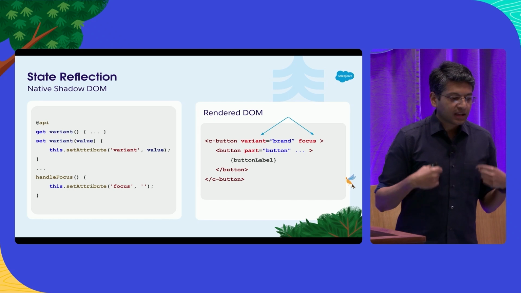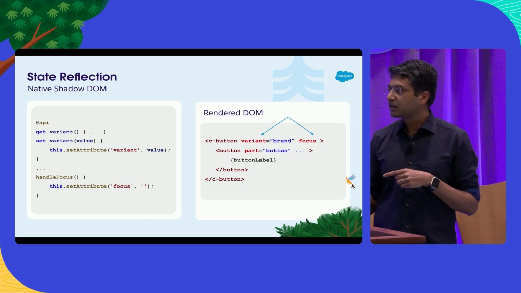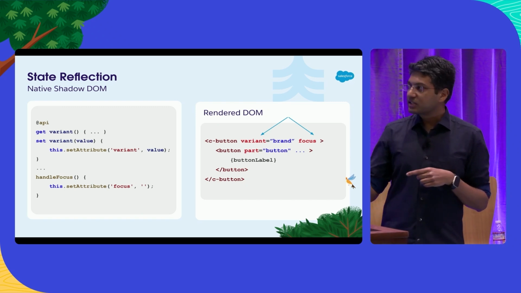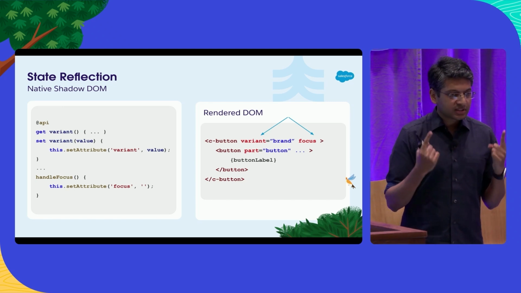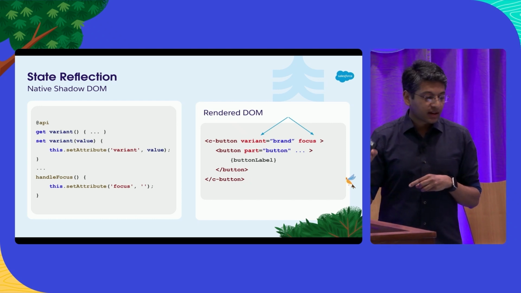So we're reflecting the attribute onto the host. Similarly, on the focus handler, we're setting the focus attribute onto the host by using this .set attribute. So in a way, we're reflecting the state of this component back onto the host. On the right-hand side is what the rendered DOM would look like.